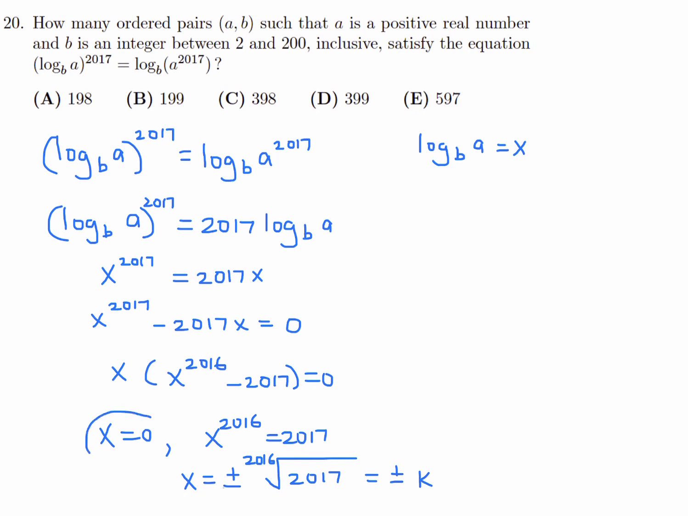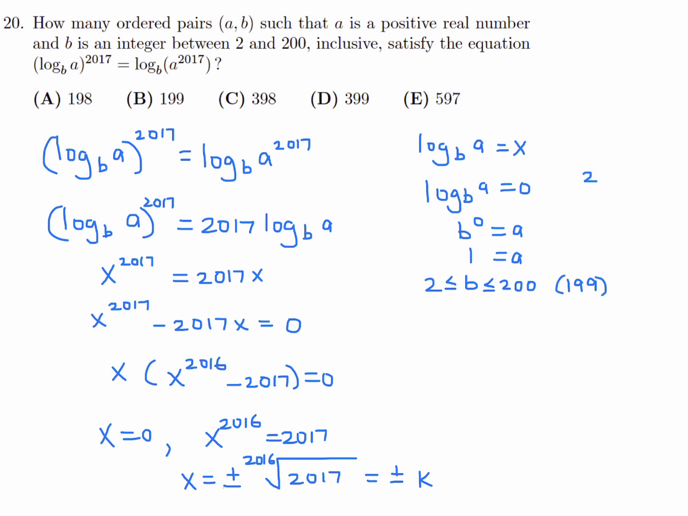Okay, so let's start with x equals 0. If x equals 0, we have the log of A to the base B is equal to 0. So that means B to the power of 0 is A, so A is equal to 1. And B can be anything between 2 and 200. So that is 199 values, so we have 199 pairs.